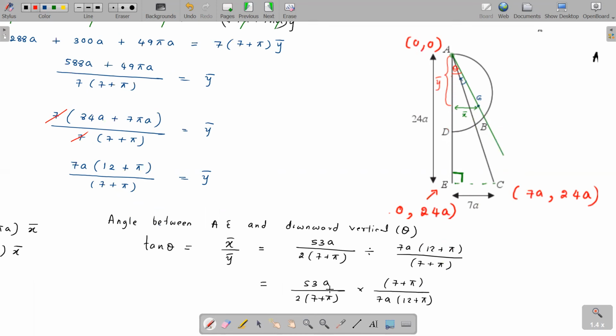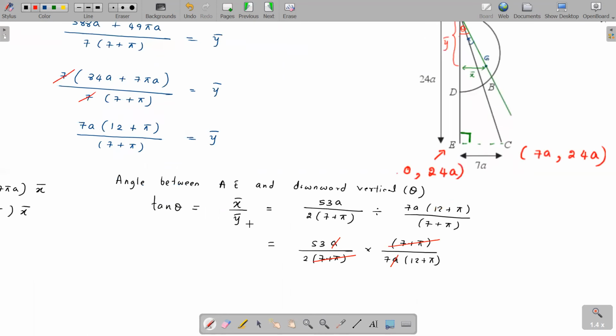So I think you can see here the A to A will cancel. The 7 plus pi to 7 plus pi will cancel. So what's the tan theta ratio? 53 over 7, no, that doesn't simplify. So I get 53 over 2 times 7, which is 14, times 12 plus 5. Are you with me? Then shall we find the angle here? Let's get the angle. How much is tan inverse of 53 over 14 times 12 plus 5?